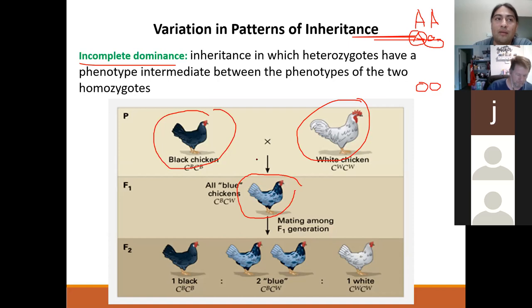Or if you have a flower that is going to be red, and then you have a flower that is going to be white, then the F1 generation, the next generation, is going to be pink, because it's going to be an average between them. So it's going to be called incomplete dominance.